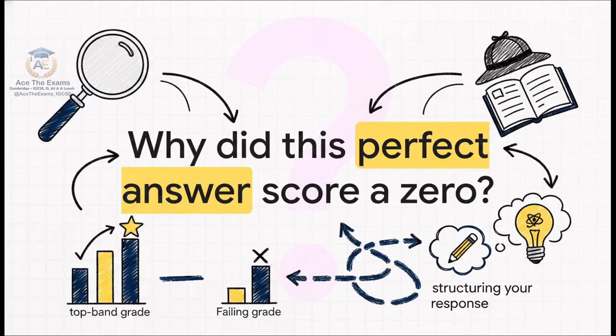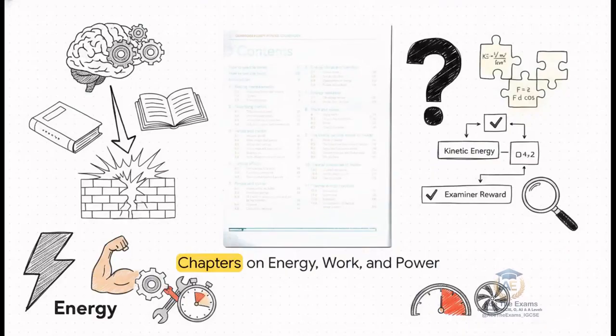Well, today we are cracking the examiner's code. You're going to learn exactly how to become a literal data detective to secure those critical grade boundaries. Because getting a top-band grade usually isn't about how much you studied, it's about how you structure your response for the person grading it. Now, you might think just rereading chapters 6 and 8 on energy, work, and power is enough to pass. Spoiler alert, it isn't.